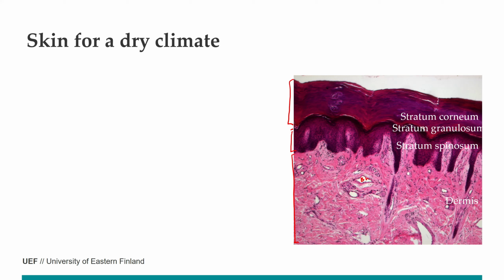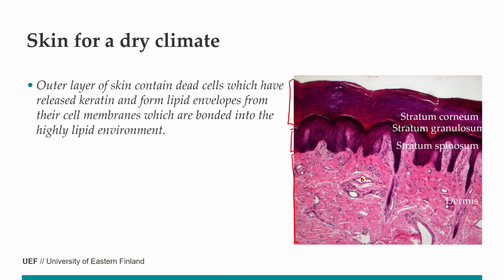This outer layer, the stratum corneum, can be thin or thick in different areas, and it contains mainly dead cells. When these cells are proliferating and modifying this stratum corneum, they become dead. They release keratin, and they form lipid envelopes. So there's a cell with no nucleus anymore, and it will die, and then you have only these lipids.